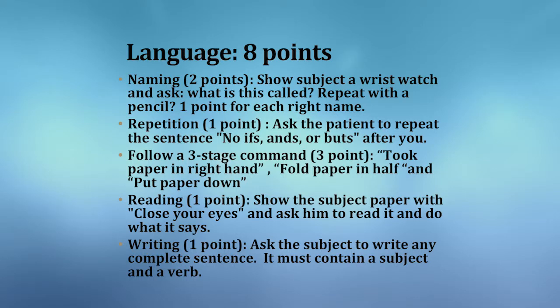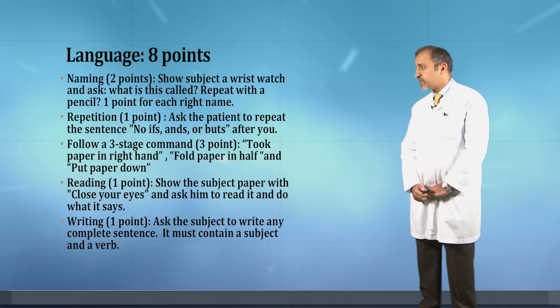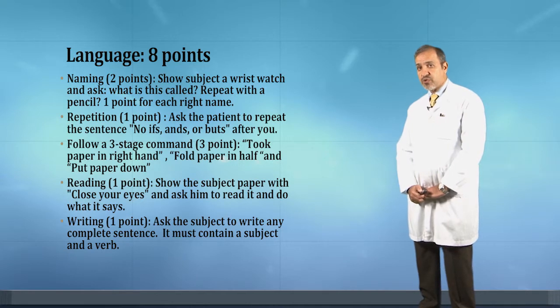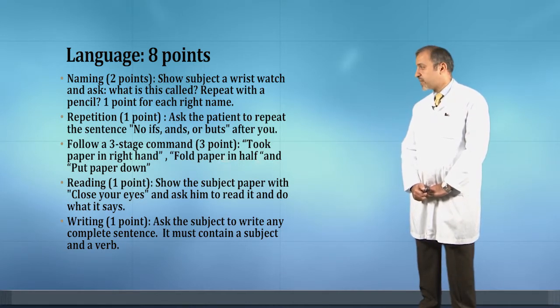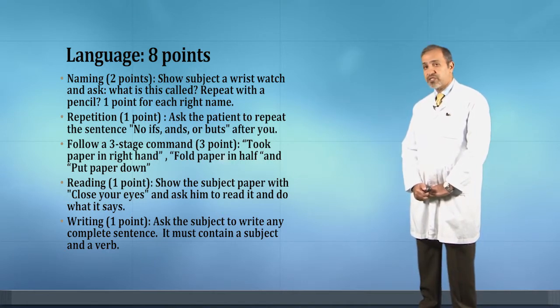The next part of the language examination is reading, and the patient is given a piece of paper showing the words close your eyes, and the person is not coaxed or mimicked to answer the question. The next point is writing, and the patient is asked to write a complete sentence, and the sentence must contain a subject and a verb.